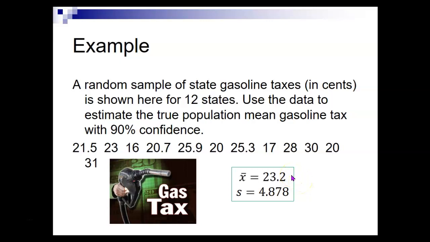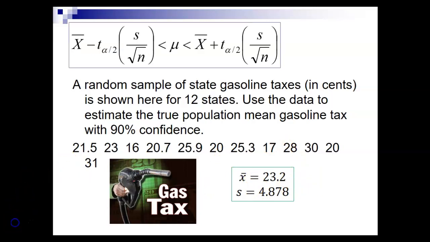The mean, if you add all those numbers together and divide by 12, is 23.2. And the sample standard deviation, if you calculate that, is 4.878. So let's put all that into the formula for the confidence interval for the mean. Okay, so we've got our X bar and we've got our S. And what's our N? That's the sample size. That's how many individuals we have in the sample, and that is 12.